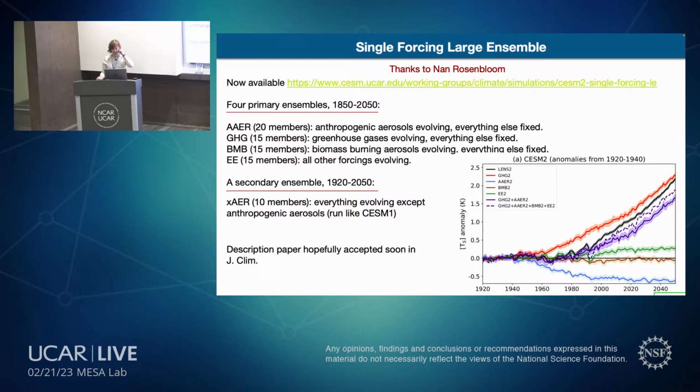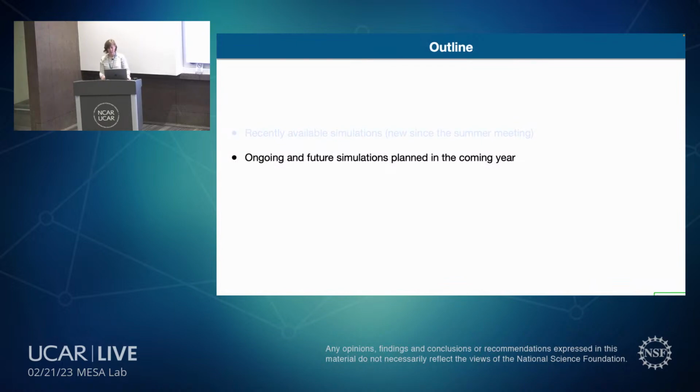Motivated by the work that was done for the description paper, we've also run a secondary ensemble, which was run in the same way as CESM1, where everything is evolving except the aerosol forcing, and the aerosol forcing is kept fixed at 1920s values. So we just revised the paper, had minor revisions, so hopefully the description paper will be out soon. And so now we'll just give a quick run through of the kind of future simulations that are either started or about to start or will be going on in the coming year.